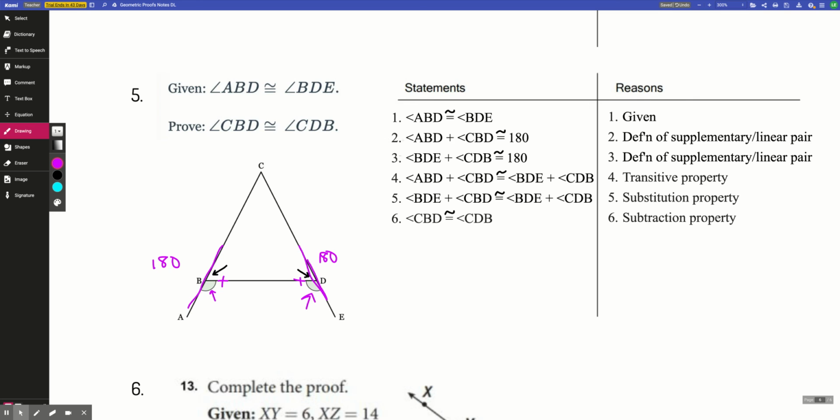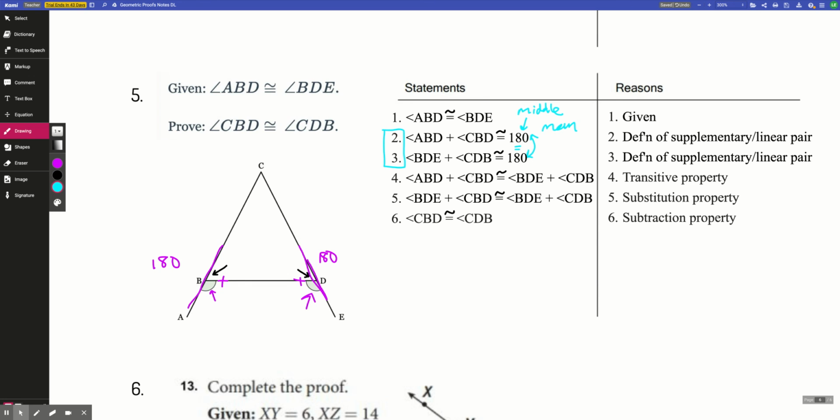Now that I have these two equations, okay, I can say, okay, well, what else do I know based on these two equations? And remember, if you look at them, they have something in common. They're both equal to 180 right here. So I can use the transitive property. This is my middleman. That I'm going to eliminate, okay, by combining the two more complicated parts, the angles that are being added together.